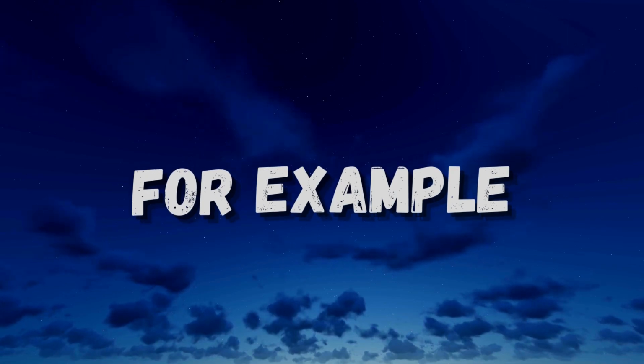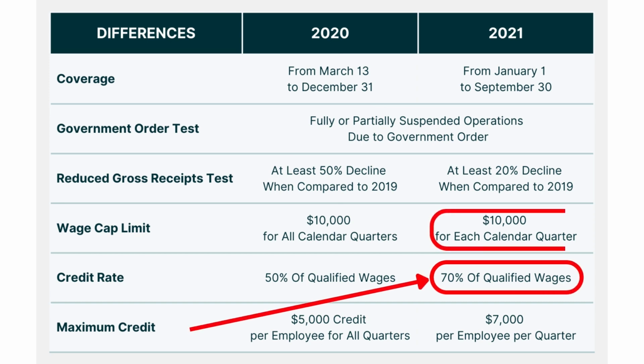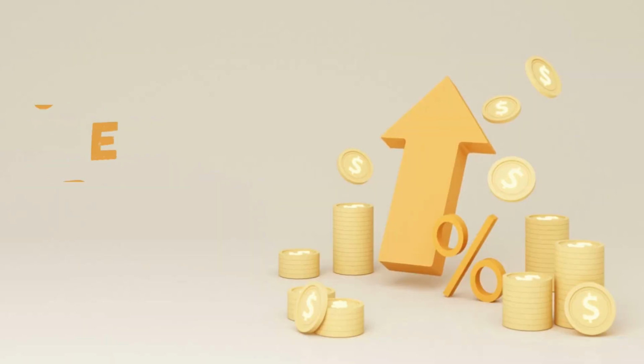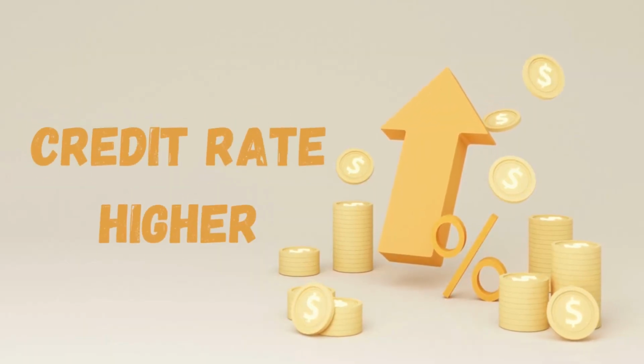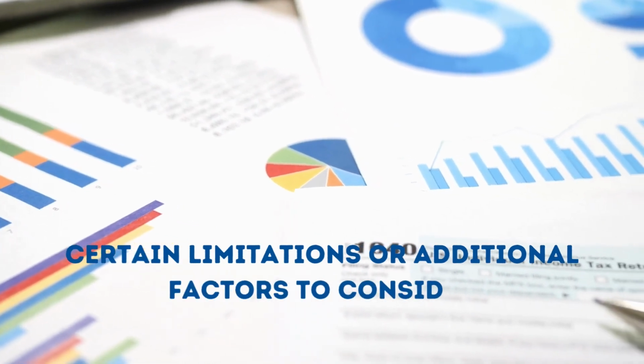For example, for qualified wages paid in 2021, the credit rate is generally 70% of up to $10,000 in qualified wages per employee per quarter. In some cases, the credit rate may be higher, and there may be certain limitations or additional factors to consider.